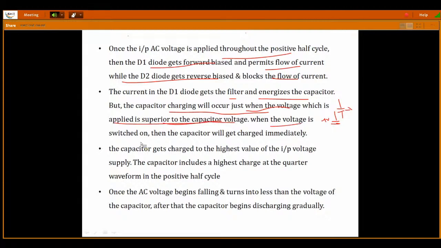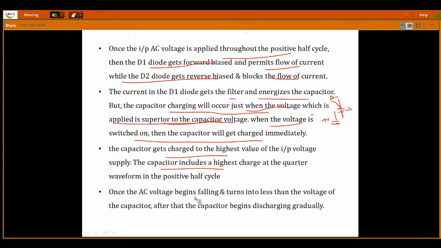The capacitor charging will occur only when the applied voltage is superior to the capacitor voltage. Now when the voltage is switched on and there is no charge inside the capacitor, whenever you turn on the power supply, the capacitor is immediately going to be charged with the help of the AC component of the rectifier output. The capacitor gets charged to the highest value of the input voltage supply. The capacitor reaches the highest charge at the quarter cycle of the waveform in the positive half cycle. I will show you the diagram graph, then you will get the clarity.